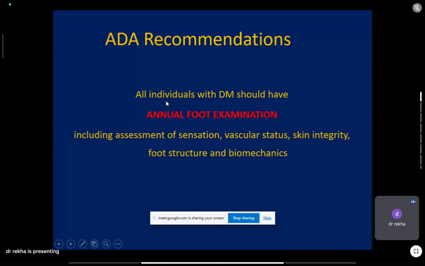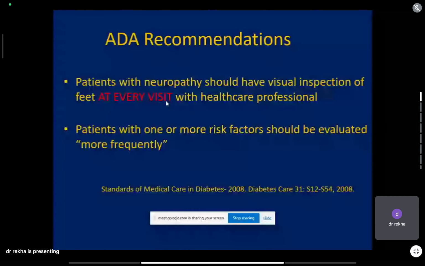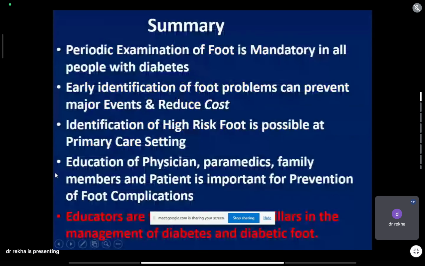For the area recommendation, all individuals with diabetes should have the annual foot examination, and patients with neuropathy should have visual inspection at each visit to the health clinic by the health professional. And if there is an ulcer, then they should visit more frequently.